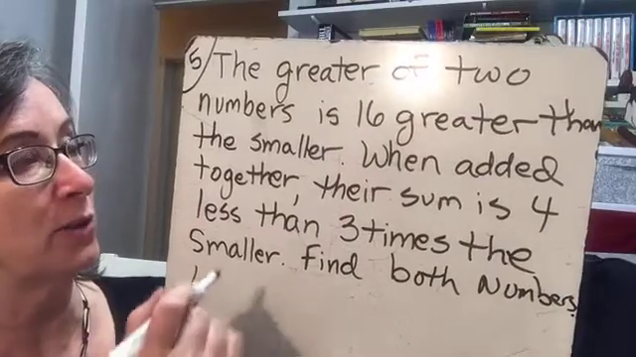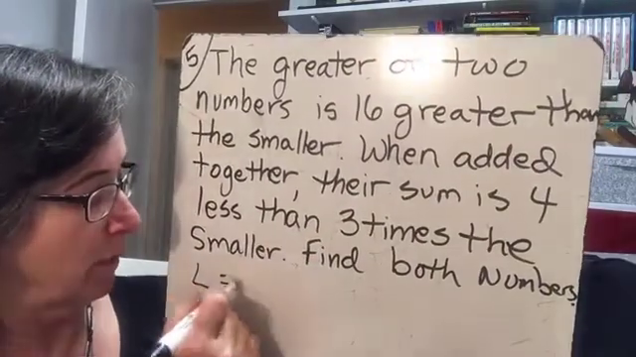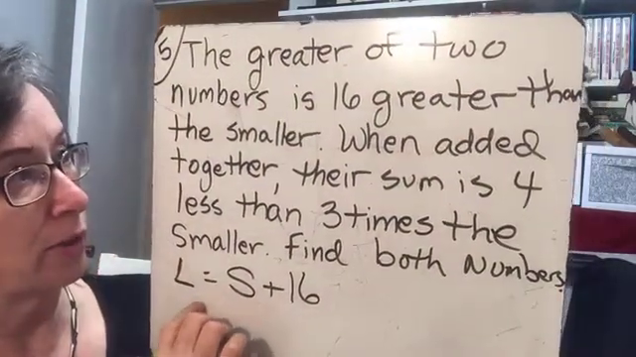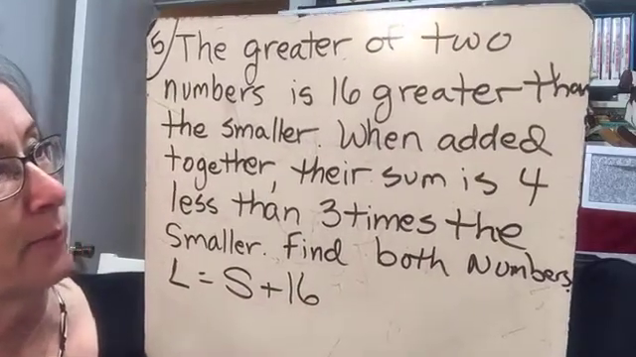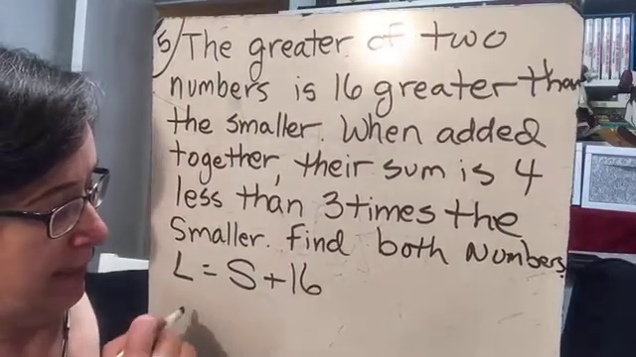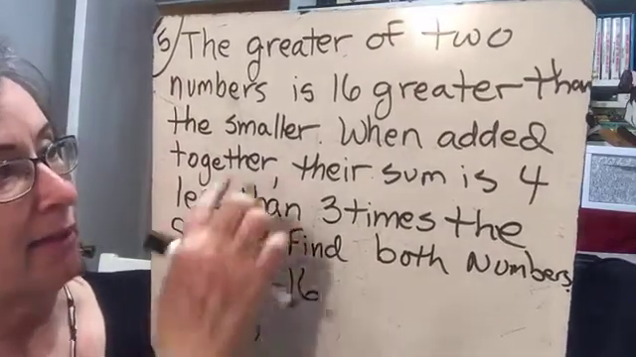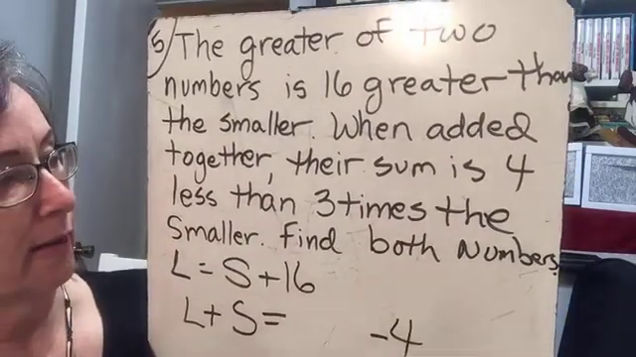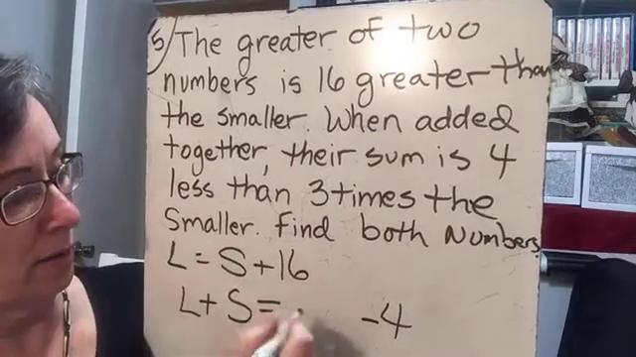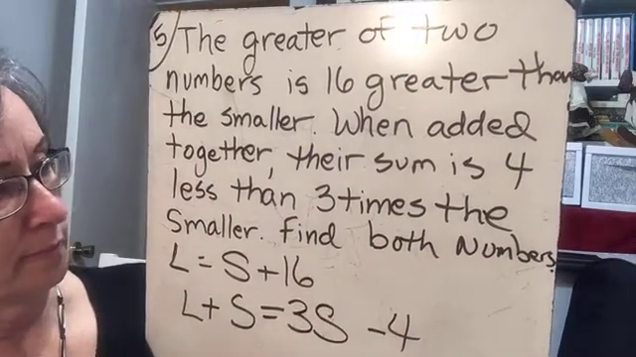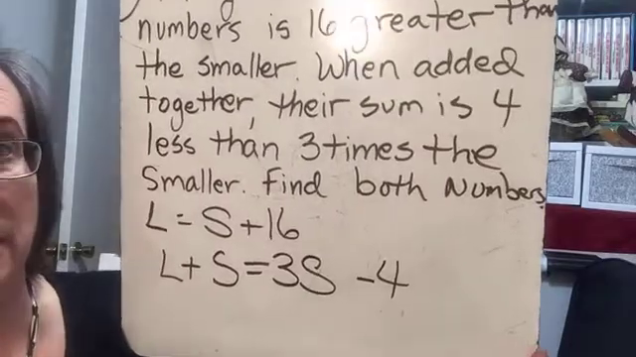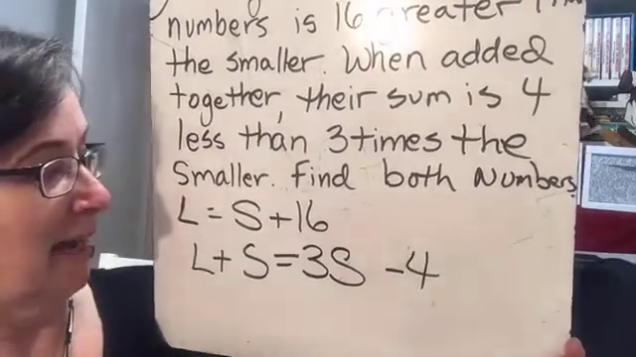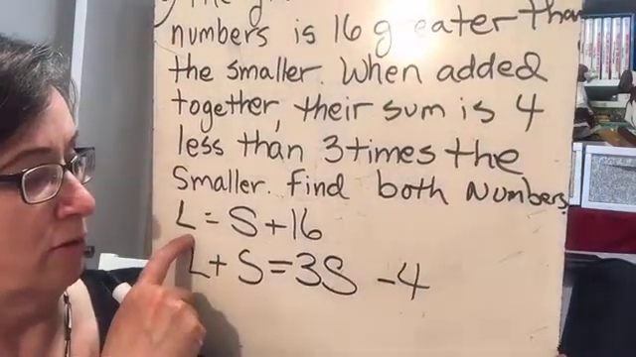So we're going to call the larger number and the smaller. The greater of two numbers is 16 greater than the smaller, so it would be the smaller number plus 16 more. The greater number, or the larger number, is 16 more than the smaller. When added together, so we're going to say L plus S, their sum is 4 less than 3 times the smaller. Okay, 4 less than 3 times the smaller. So 3 times the smaller would be 3S.